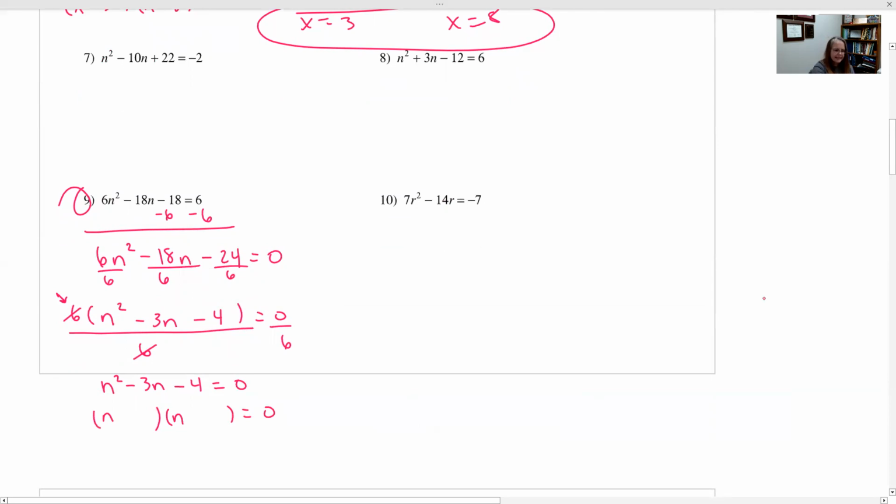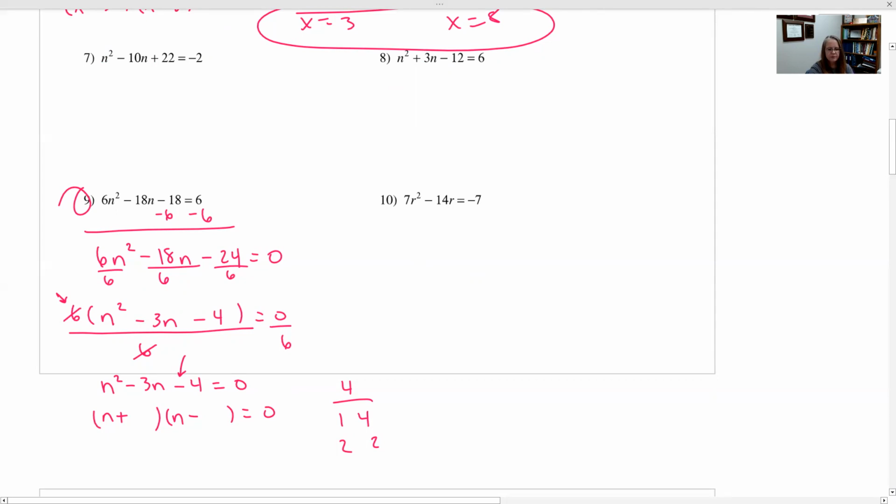Now I want to know what signs am I going to put down here in my parentheses. And I'll look to that second sign in my quadratic. It is negative. So because it's minus, I'm going to have different signs down here in my parentheses. And then I'm going to write out all of my factors of 4. And because my signs down here in the parentheses are different, I'm going to take the difference of my factors.